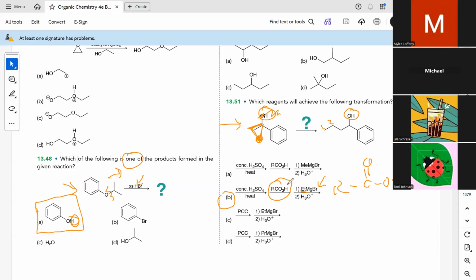I'm going to open up that ring and form my alcohol functional group from the epoxide. And at the same time, I'm going to add on those extra two carbons. So that is why answer choice B would be the best answer here. The others we would convert using PCC to ketones first, and then we wouldn't be able to accomplish the correct carbon chain in our alcohol.